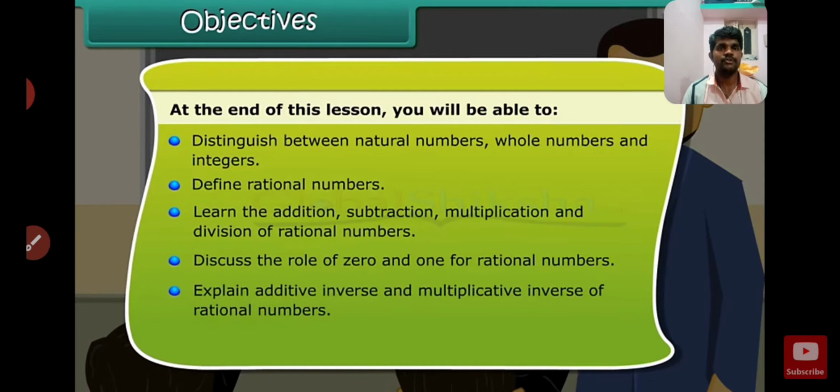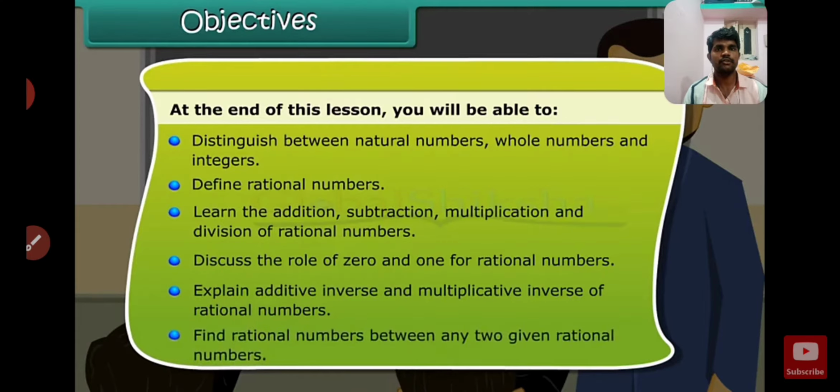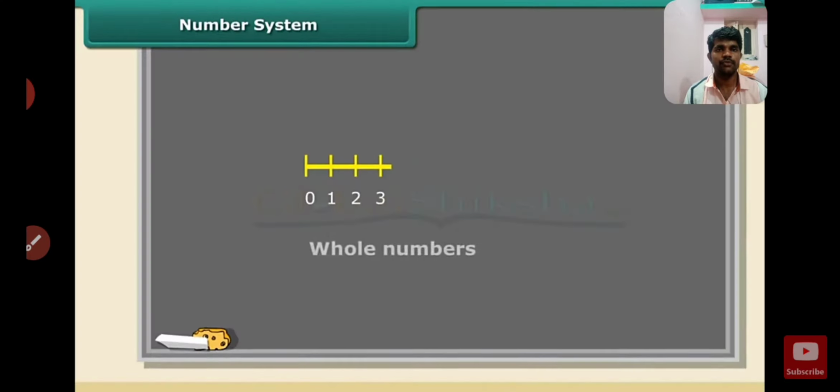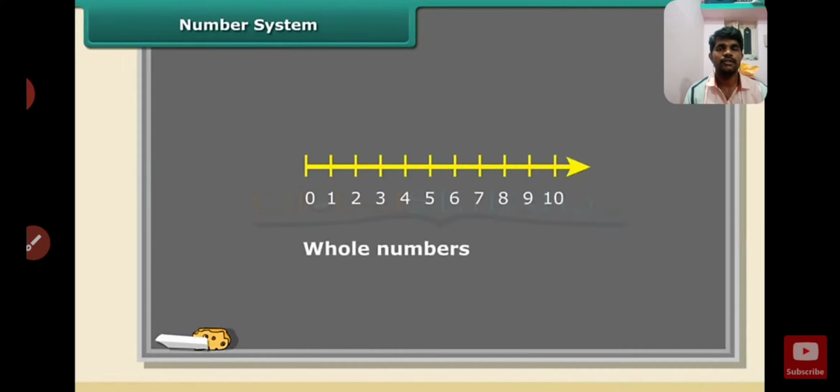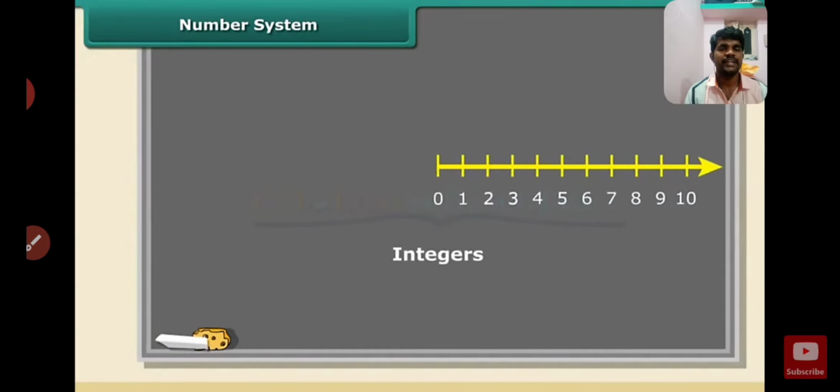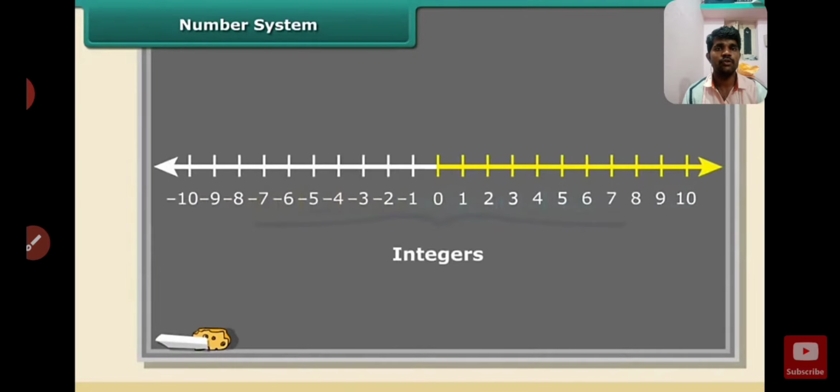Explain the additive inverse and multiplicative inverse of rational numbers. Find rational numbers between any two given rational numbers. Number system. The whole numbers are 0, 1, 2, 3, 4, 5, 6, 7, 8, 9, 10 and so on. The numbers 1, 2, and so on are natural numbers. Integers include whole numbers and negative numbers. These are called integers.